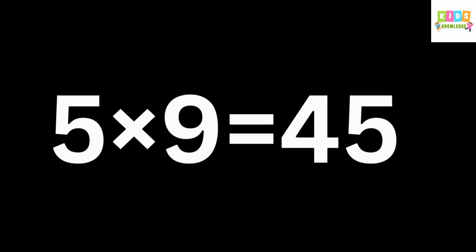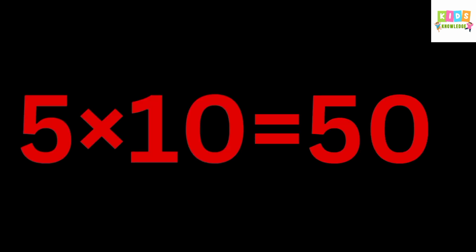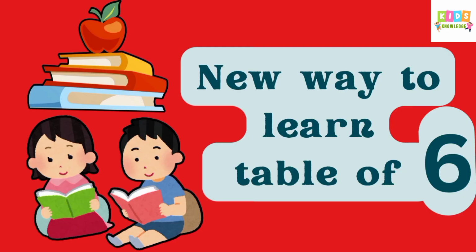5 nines are 45, 5 nines are 45. 5 tens are 50, 5 tens are 50. We are learning the table of 6. Let's learn together.